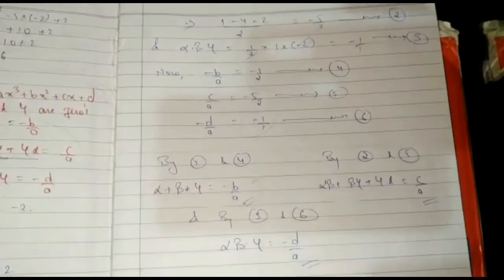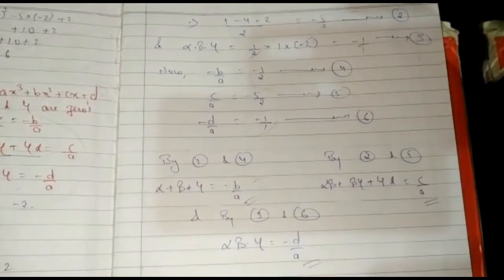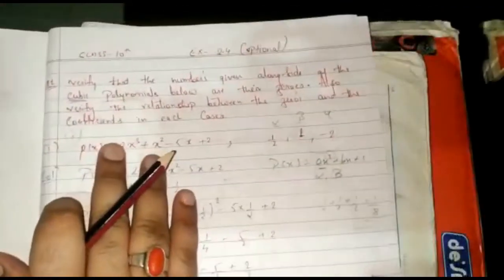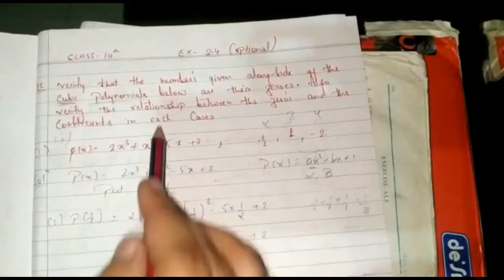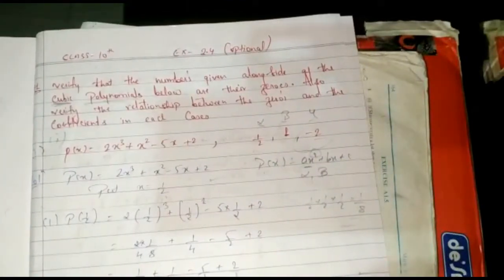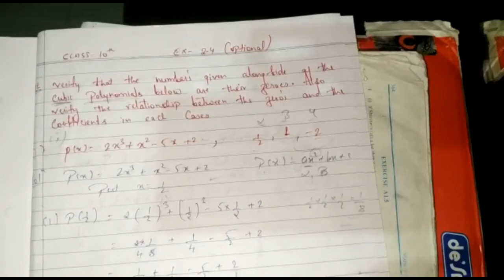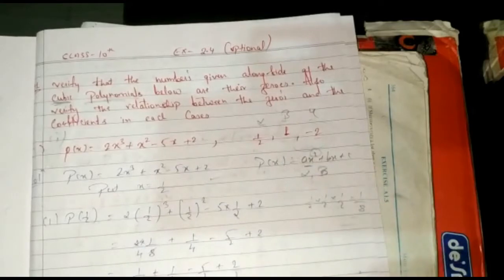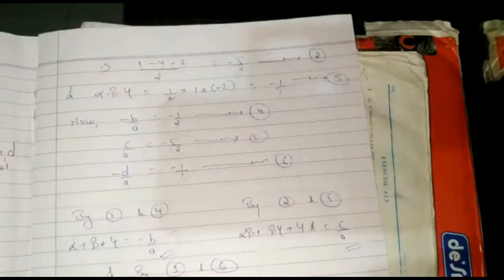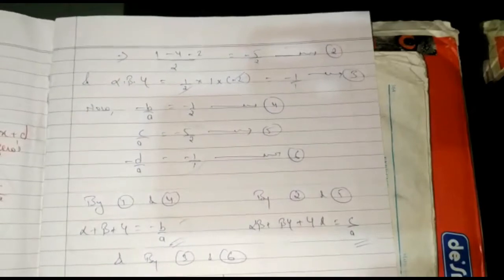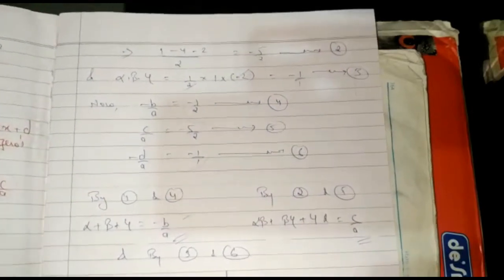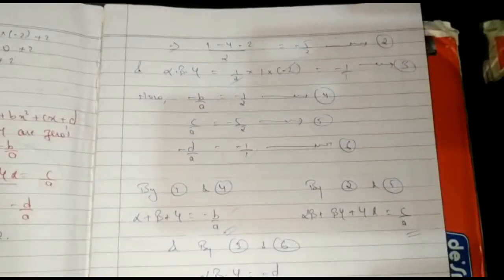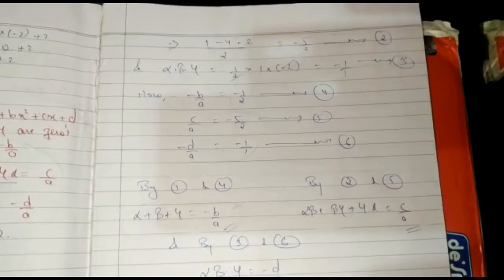So this is the process through which we can verify the relation between the zeros and the coefficients of the polynomial function, and verify the zeros given along with the polynomial. So this is how we can solve it. You just try this type of questions twice or thrice at home so that it will become easier for you to understand how to solve this type of problem. You have to watch this video twice or thrice to understand the concept.